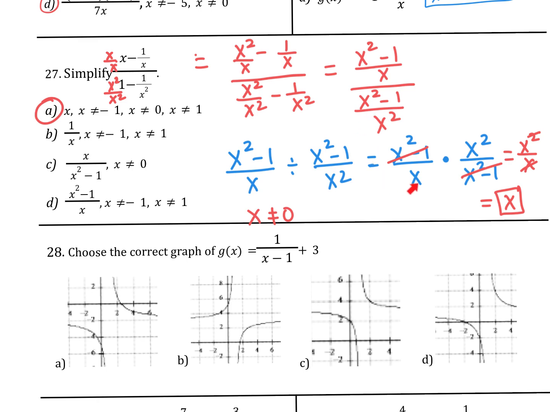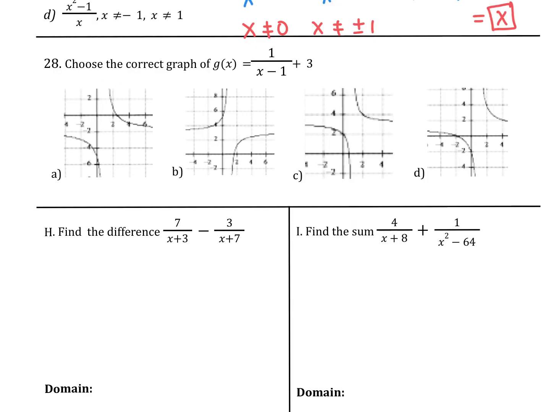x squared minus 1 should not be equal to 0, which means x should not be equal to plus or minus 1. For number 21, we have a graph of 1 over x minus 1 plus 3.